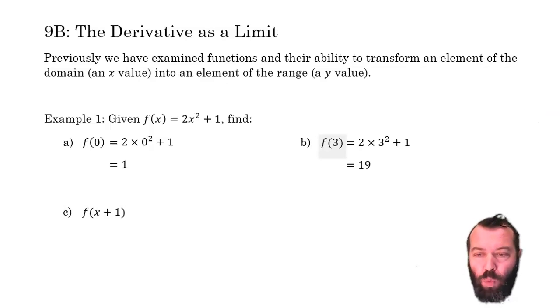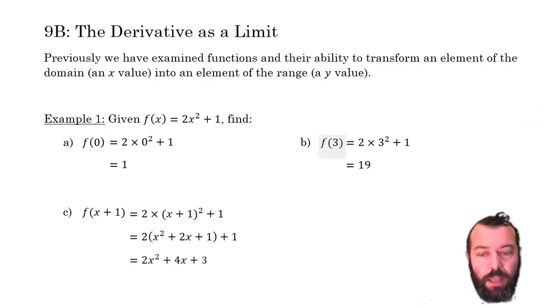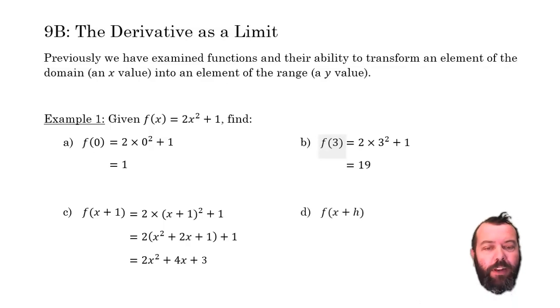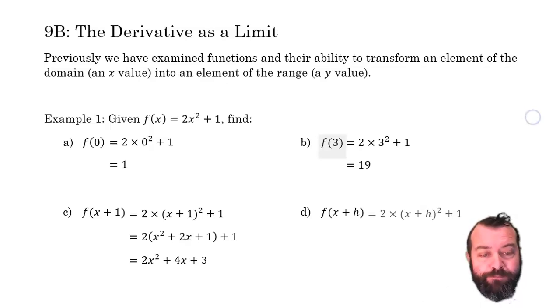Function of x plus 1: I replace x with x plus 1, so I get 2 times (x plus 1) squared plus 1, which is 2 outside of x squared plus 2x plus 1, which is 2x squared plus 4x plus 3. And here's another one, function of x plus h. That seems a bit weird, but it'll become more relevant later on.